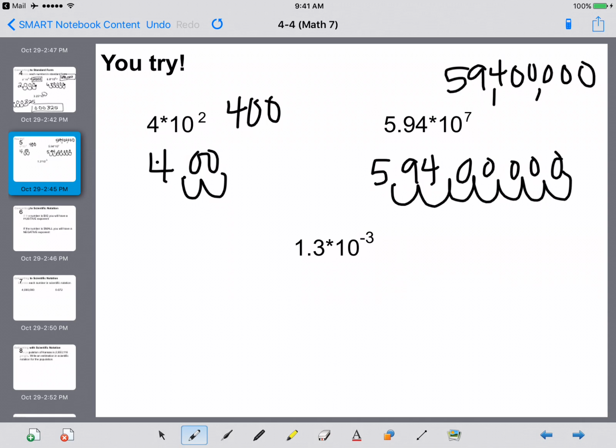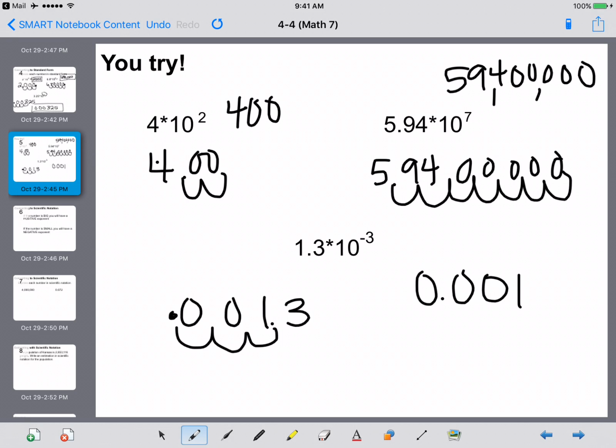Whew. Here we've got 1.3 times 10 to the negative 3rd, so we're going left. 1, 2, 3. There's my decimal. So 0.0013 is our answer there.